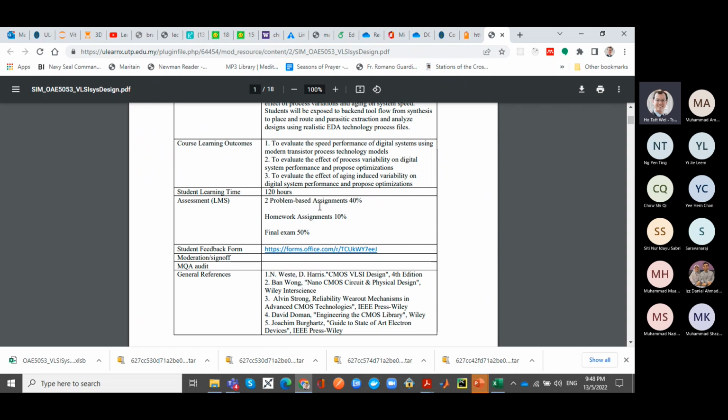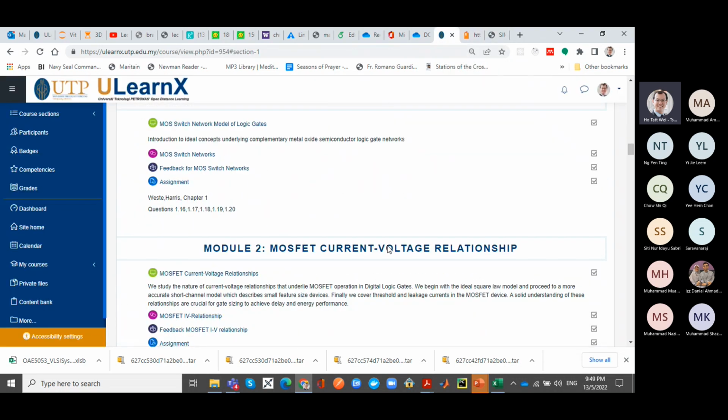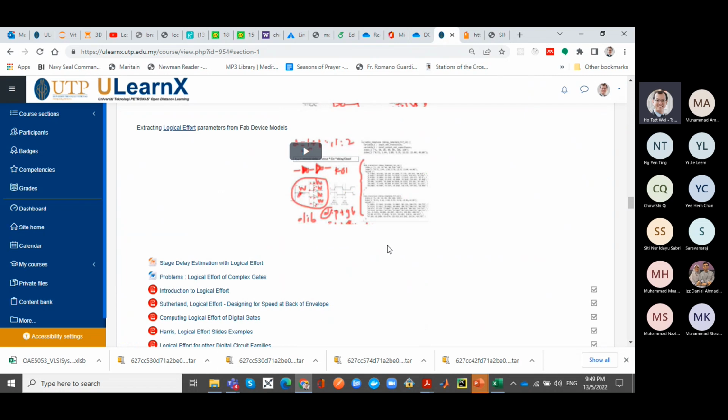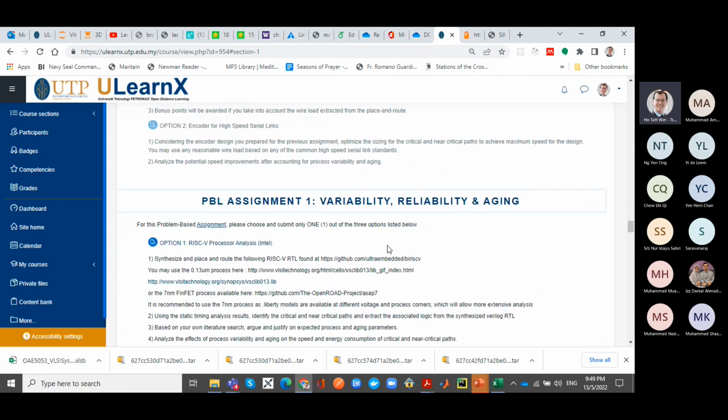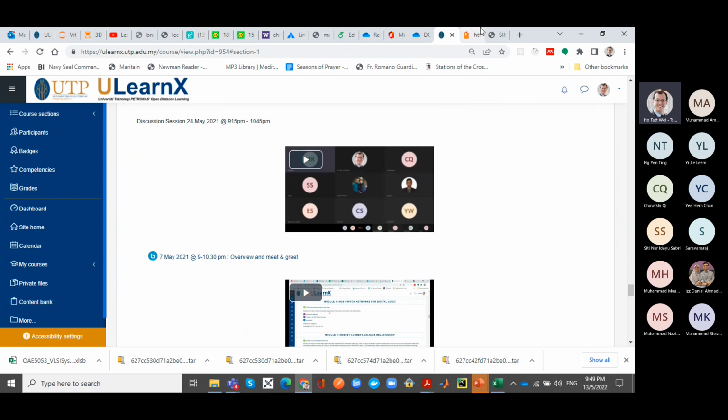There's going to be 2 problem-based assignments. So this is sort of like real-world problems I give you with the analysis and all that. They're meant to achieve all this. They're going to be 2 big ones. Conventionally, in the past year, I've asked the Intel folks to actually synthesize a RISC-V and then do the analysis on the RISC-V synthesized circuit.